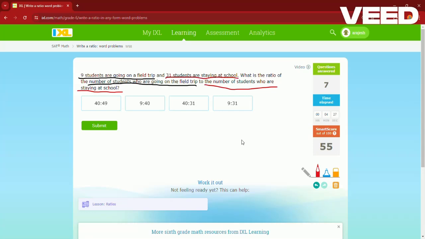So, it's going to be asked for the one as underlined below. So I'm going to say that is the one who's going on the field trip to the number of students who are staying at school, and it will be this one. Because 9 students are going on the field trip, so that will be right here. And the number of students who are staying is 31. So you can see the difference. So let's go.